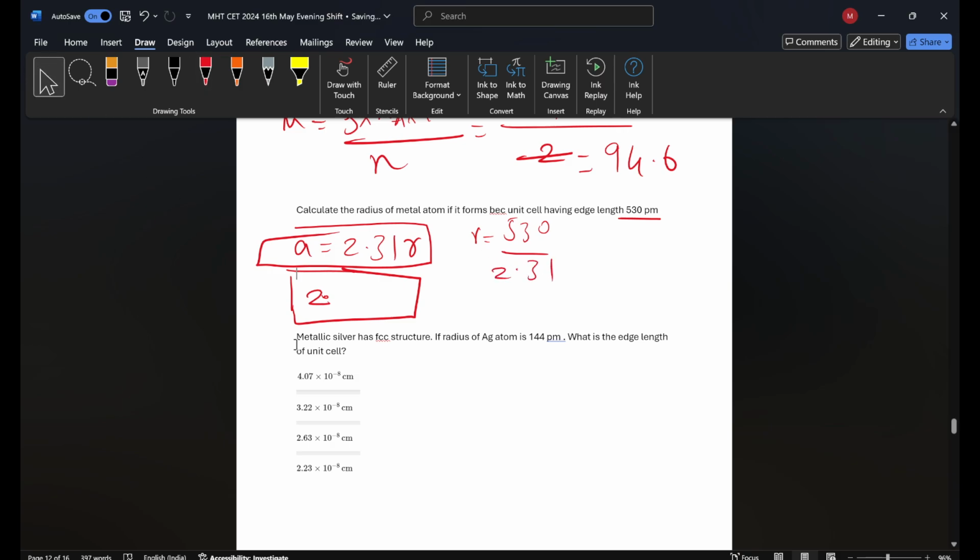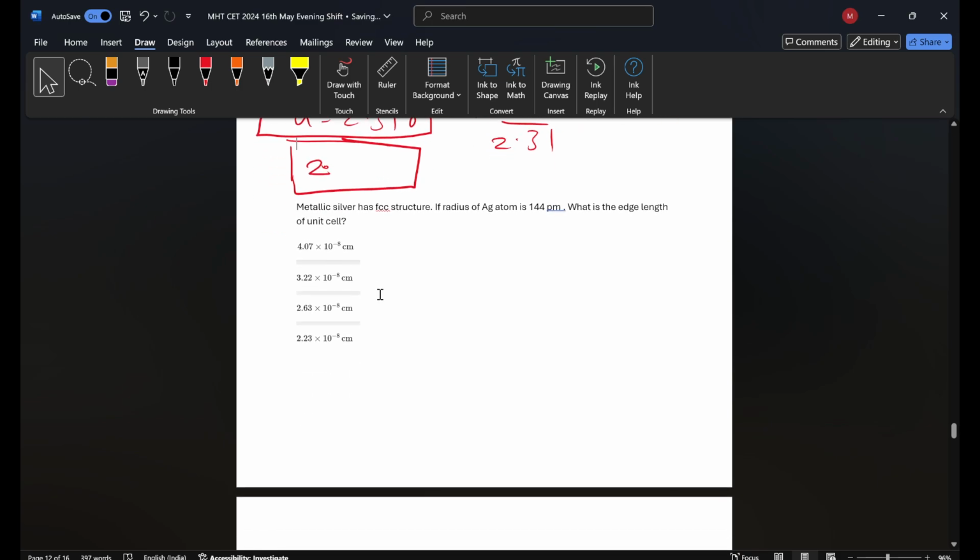Let's go to the next. Metallic silver has FCC structure. If the radius of Ag atom is 144, what is the edge length? A is equal to 2.8 R. 2.8. This is the same question. I explained it earlier.